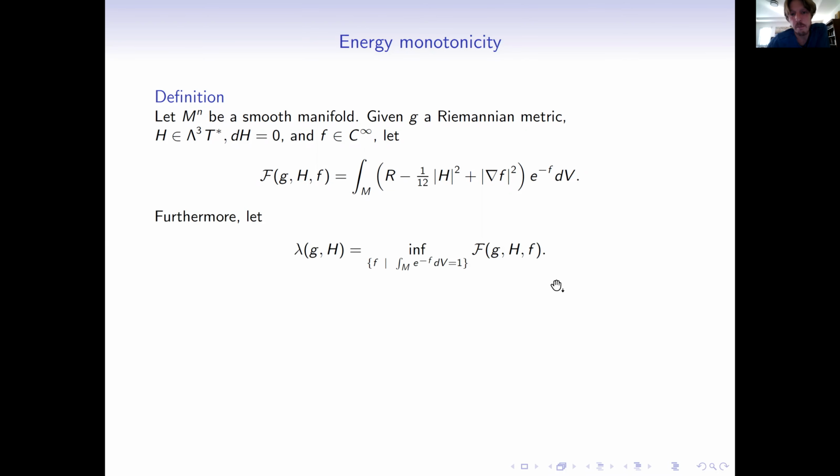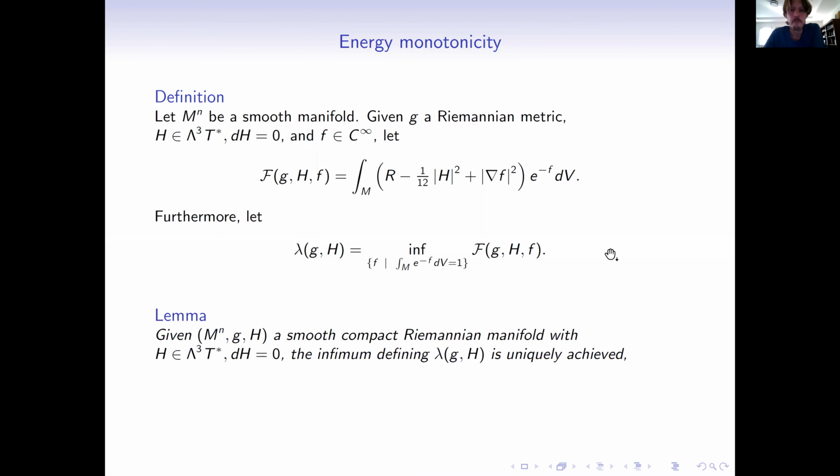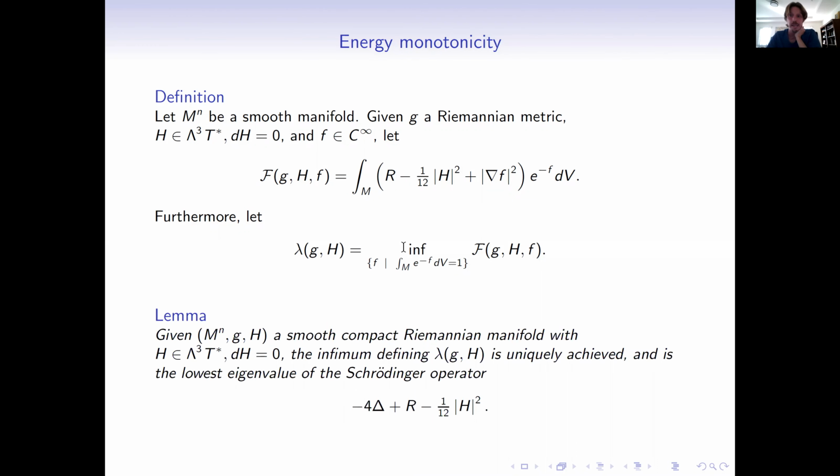And then we also define this quantity lambda. Lambda only depends on g and H, and it's the infimum over f's such that the integral of e^{−f} dV is 1 of the functional F(g,H,f). So it's a certain infimum over unit volume f's in this sense. And then a basic lemma is that if you have a smooth compact Riemannian manifold with H as usual, then this infimum that defines lambda is uniquely achieved, and it's the lowest eigenvalue of this differential operator: −4Δ plus the scalar curvature minus (1/12)|H|².